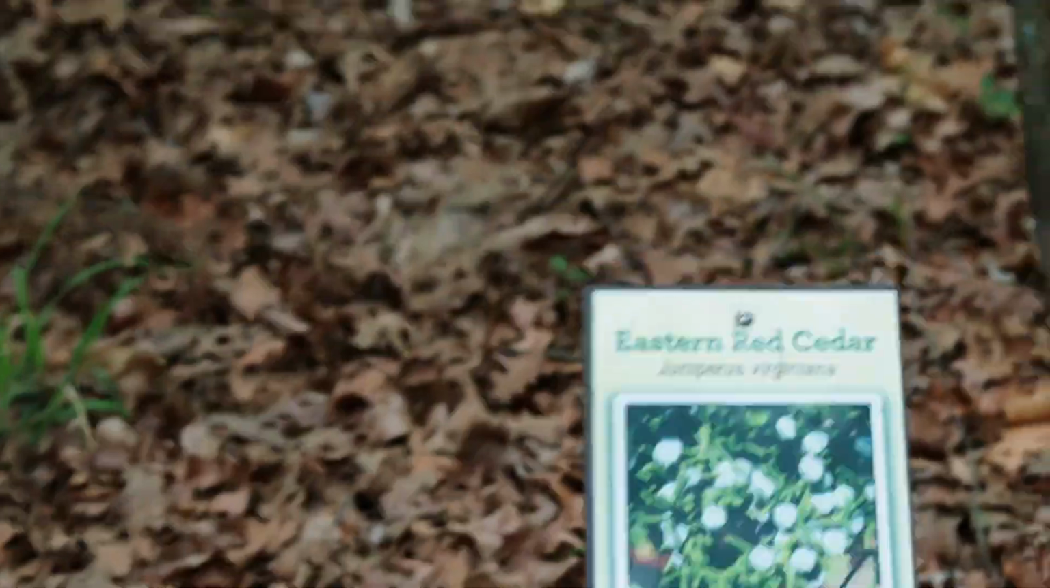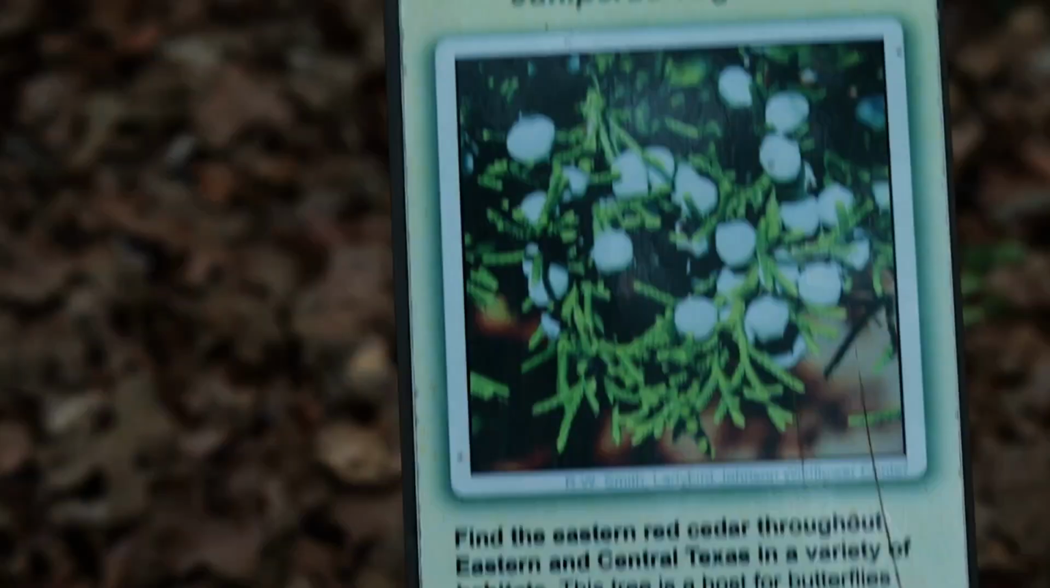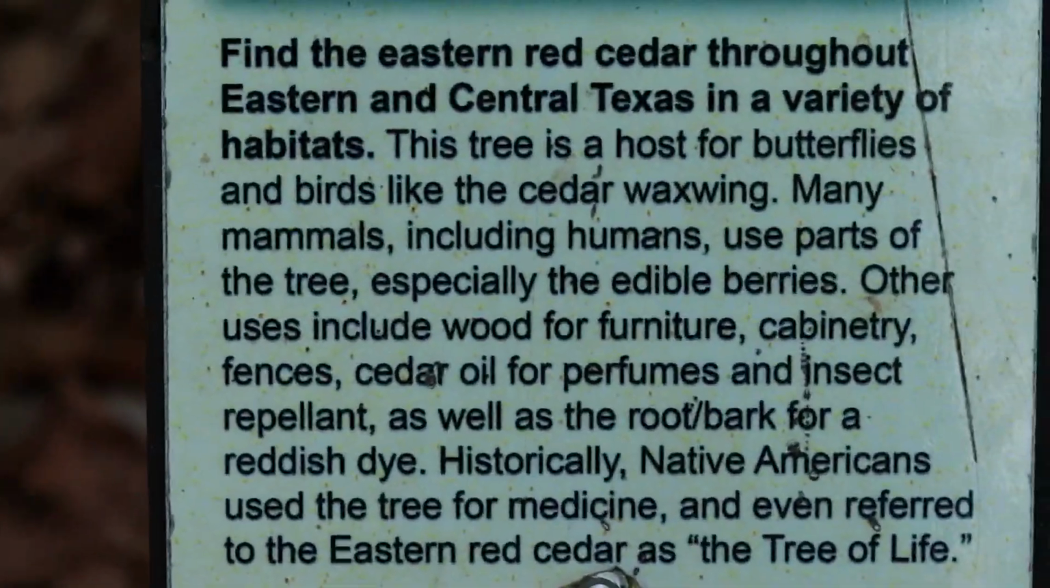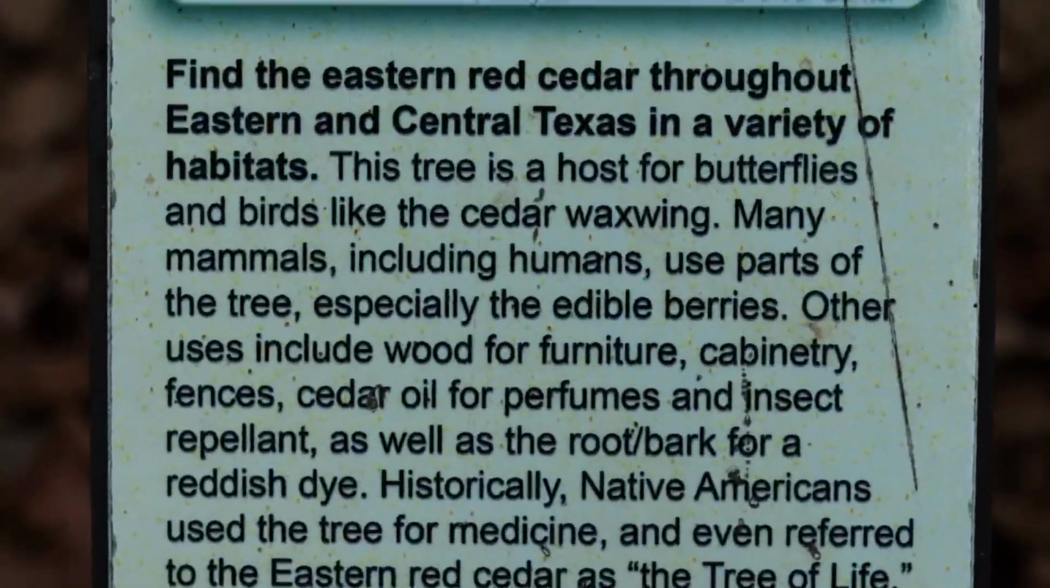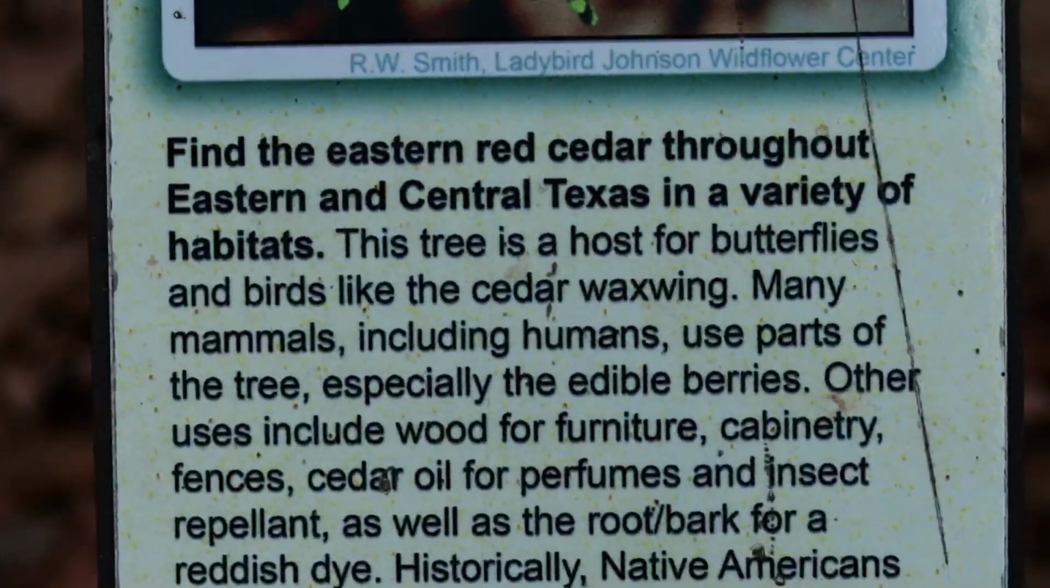It appears that we have another informational sign. Eastern red cedar. I was just talking about these. Would you look at that? All right, so it says, find the eastern red cedar throughout eastern and central Texas in a variety of habitats.